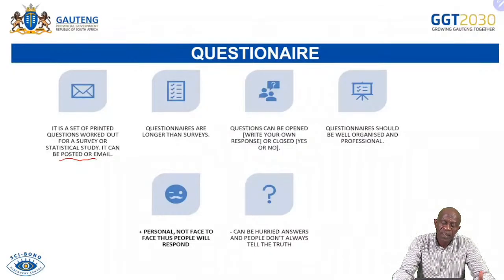So a questionnaire can be posted in two ways, via email or the normal physical postal mail. Questionnaires are longer than surveys. This is one of the disadvantages because many people do not want to write or read long stories, asking them about things that are not of benefit to them as opposed to the business.